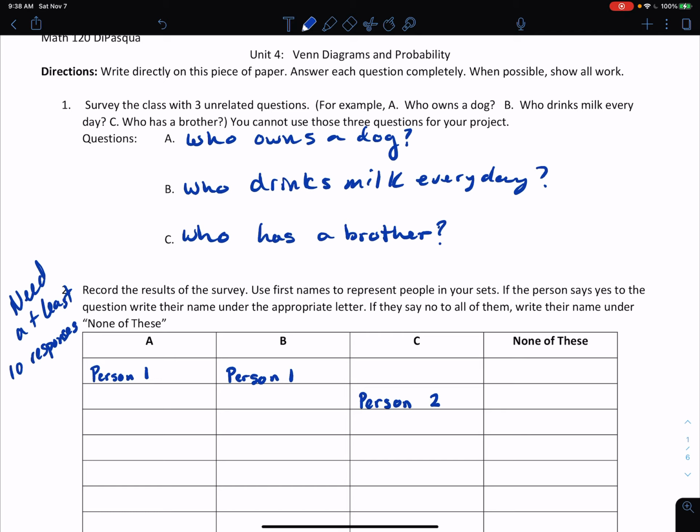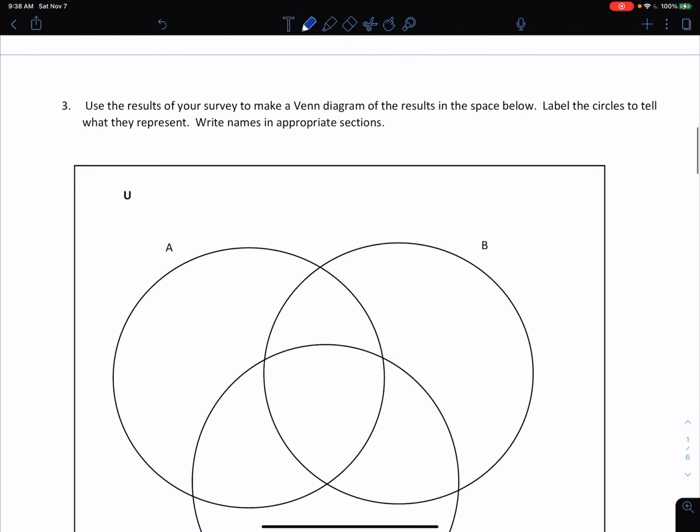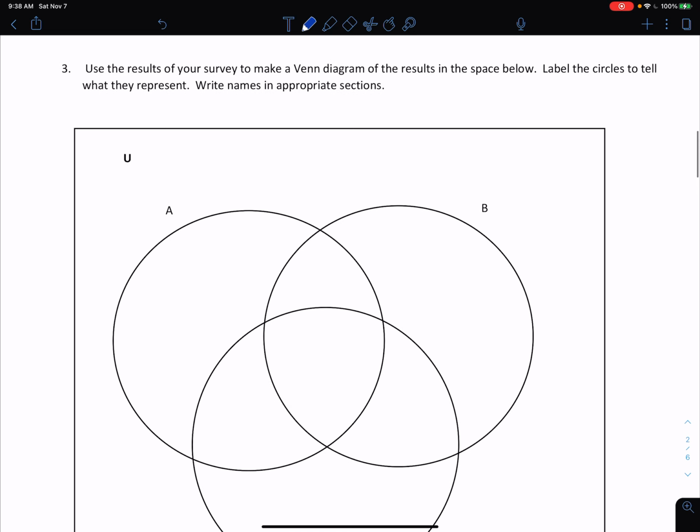Then if I ask someone who owns a dog, who drinks milk every day, and who has a brother, and they answered no to all 3 questions, that's when they would go in this rightmost column that says none of these. Once you have those names and at least 10 people in this chart, you can move on to number 3, where you're going to use the results of your survey to make a Venn diagram of the results.